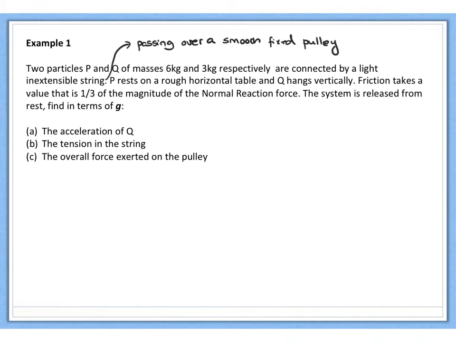So let's have a look at this example. Now, this is a sort of example you might have come across in year 1, so it's a good review of this content. Let's read the information and sketch a force diagram. So we have two particles, P and Q, of masses 6 kilograms and 3 kilograms respectively, connected by a light inextensible string. P rests on a rough horizontal table and Q hangs vertically. So I'm going to draw the table. Here it is, my rough horizontal table. And here is the edge of that table, like so.